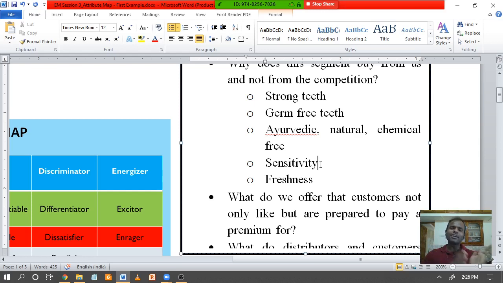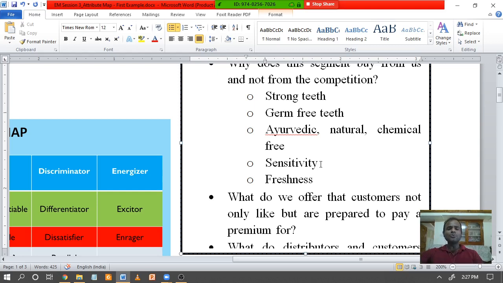Now go back 30 to 40 years, maybe you can ask your father or grandfather what toothpaste they used. The grandfather used the same toothpaste, the grandfather's children used the same toothpaste, the children's children used the same toothpaste. Everybody would have used the same toothpaste at that time, and it would have been Colgate. But with time they found out the aspirations or requirements of people are quite different. There are some people looking at strong teeth, some at germ-free teeth, some at health consciousness, sensitivity, freshness.